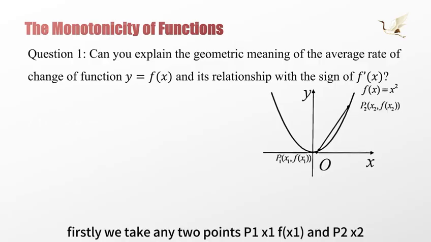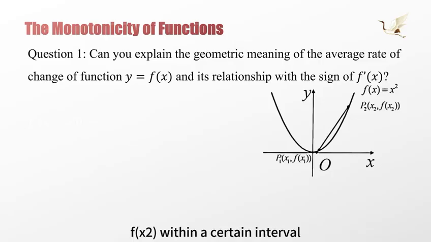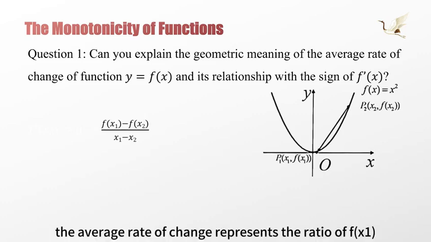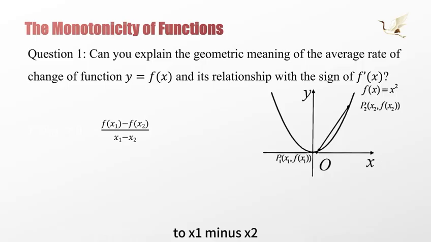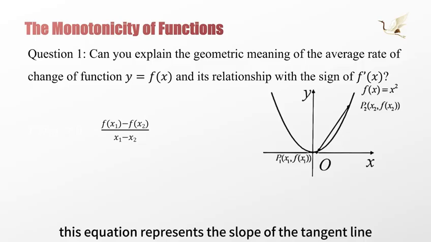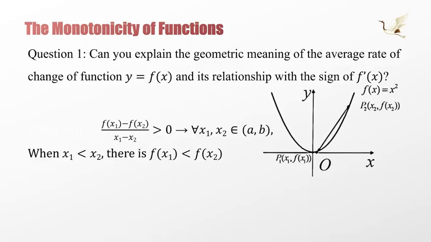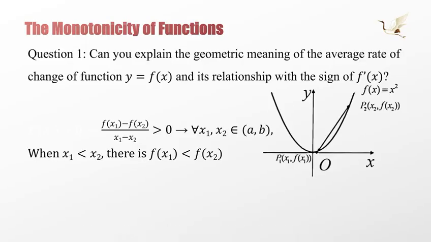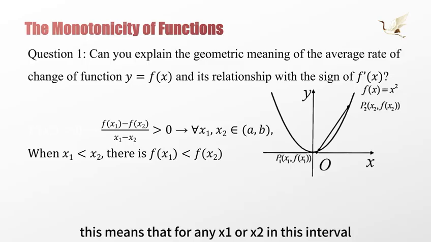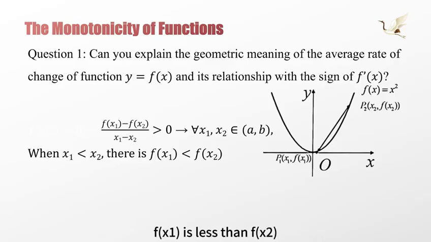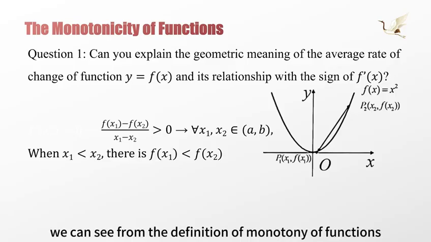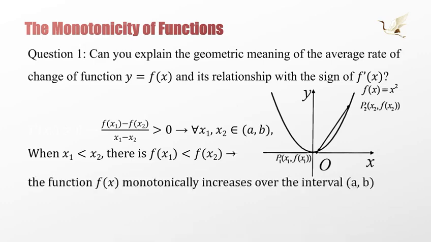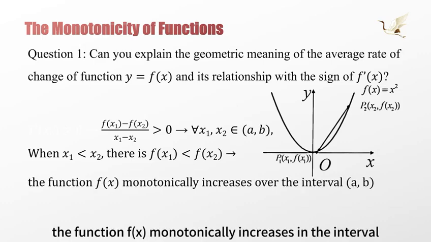Firstly, we take any two points P1(x1, f(x1)) and P2(x2, f(x2)) within a certain interval. The average rate of change represents the ratio of f(x1) minus f(x2) to x1 minus x2. Through previous learning, we know that this expression represents the slope of the line connecting points P1 and P2. If the slope of the line connecting any two points on a certain interval is greater than 0, this means that for any x1 and x2 in this interval, when x1 is less than x2, f(x1) is less than f(x2). From the definition of monotonicity of functions, the function f(x) monotonically increases in the interval.